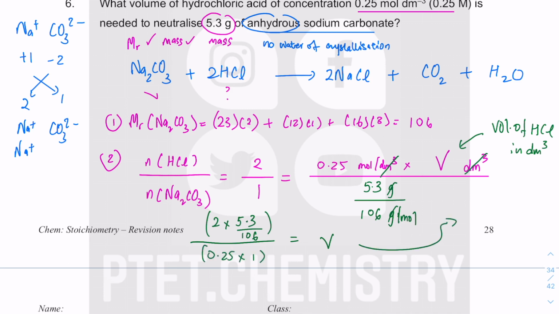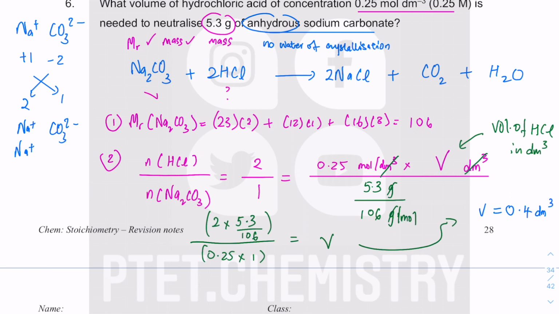Okay, so the next step, just rounding up the very last bit, volume is equal to 2 times 5.3 divided by 106 and then divided by 0.25. I get volume equal to 0.4. The units are very important. This is 0.4 dm cube.